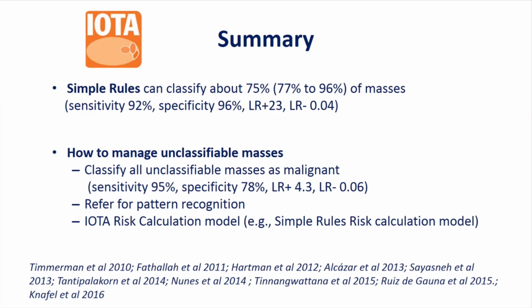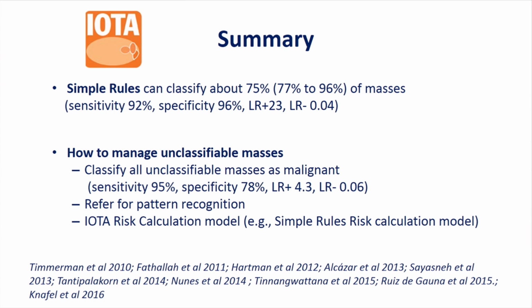When the simple rules were prospectively validated in at least 10 studies, they were found to be applicable in at least 75% of all annexal masses. So how do we manage the unclassifiable masses? One solution is to classify all unclassifiable masses as malignant. If you do that, the risk that you will misclassify a malignant tumor as benign is minimal. But of course, you will misclassify many benign tumors as malignant.